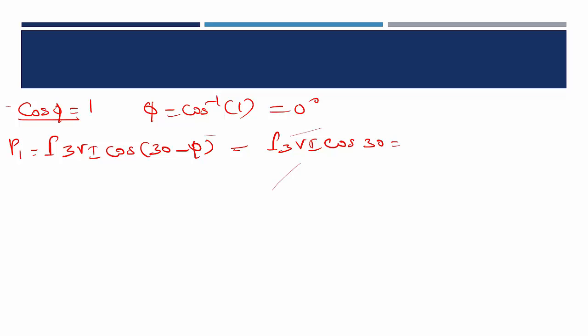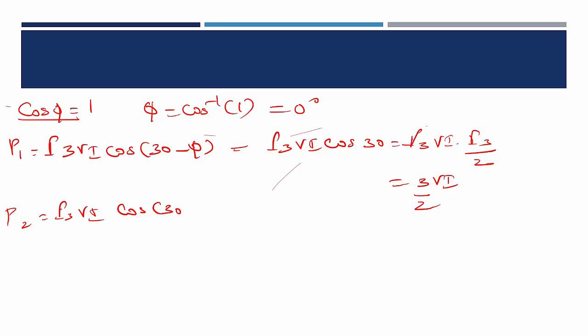Now what is cos 30? It is nothing but root 3 by 2. So root 3 VI into root 3 by 2, which is nothing but 3 by 2 VI. So this is P1. And now what is P2? It is nothing but root 3 VI cos(30 plus phi). So we get the same expression because phi will be equal to 0. So I get again 3 by 2 VI.